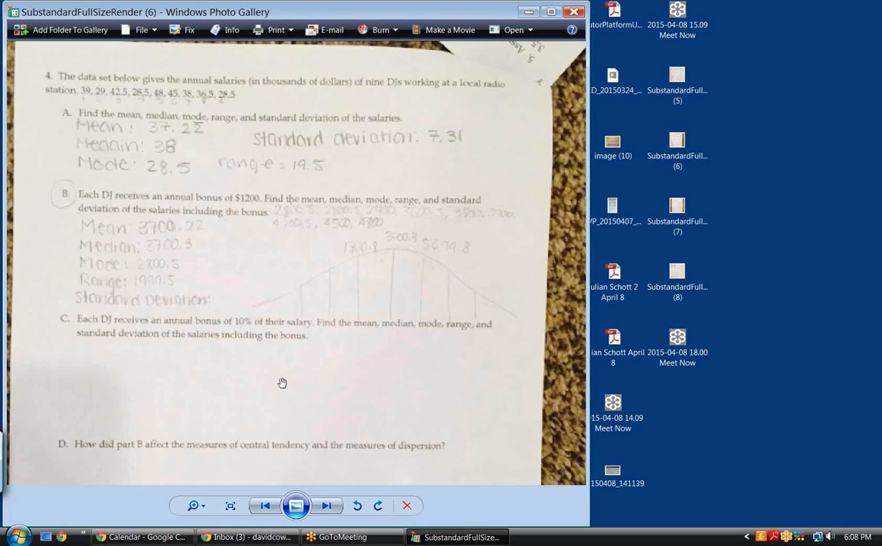So let's have a look at this one. Do you need to do 4, or have you done 4? You've done 4A and B?